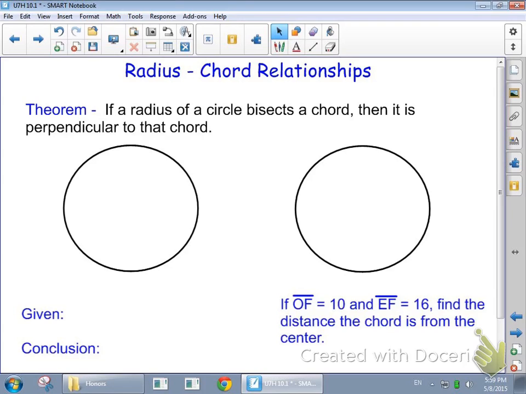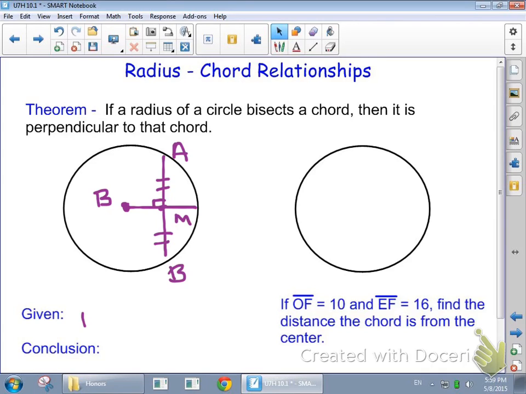So here what I'm saying is if I have circle B and chord AB, and I know that this radius here is bisecting the chord, then what the theorem is saying is that on this point, let's label this M, BM would be perpendicular to AB.